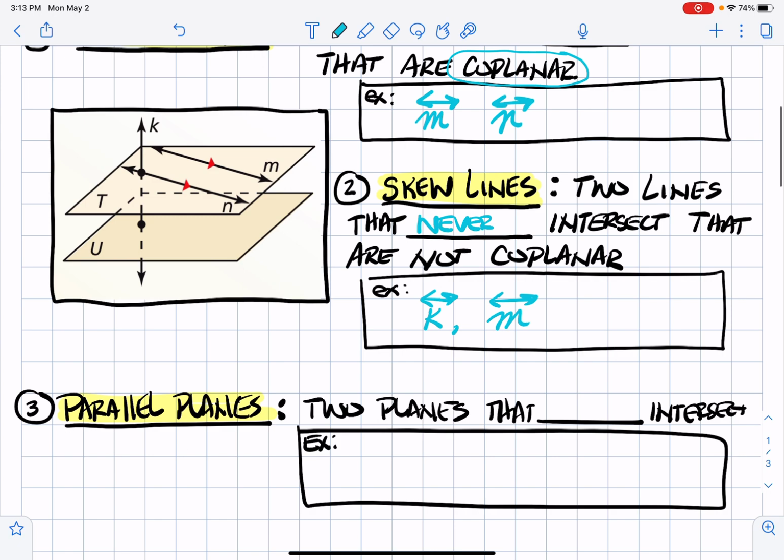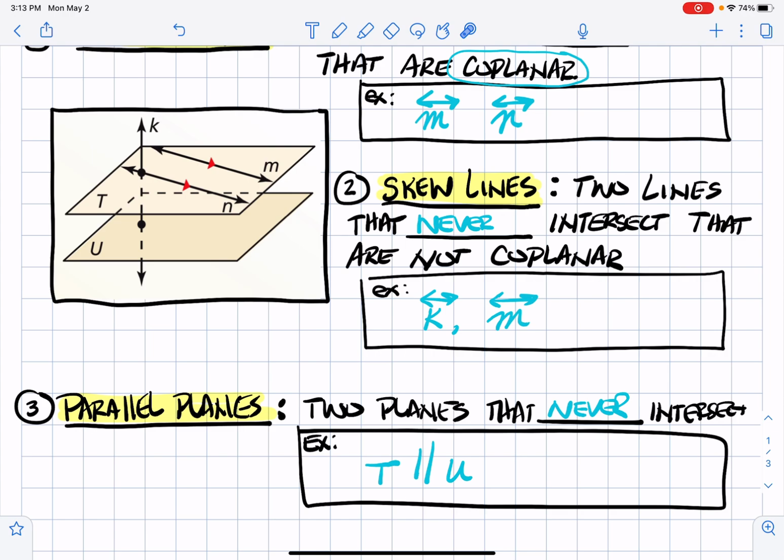Okay, then lastly, a parallel plane. 2 planes that, again, never intersect. So that should be a theme, right? And in this case, my 2 planes would be this top plane here, and this bottom plane here that goes behind it and underneath it. So they will never actually intersect. So for us, that would just be plane T, which is then parallel to plane U. And that's the symbol, in case we don't know. 2 lines right next to each other, that's the symbol for parallel. Okay? That's everything for box number 1.